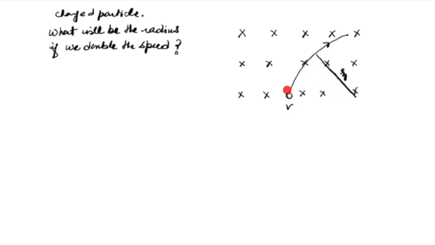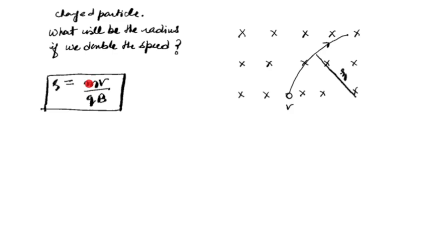Now what they're saying is, what if we double the speed? So if it is going like this, now we increase the speed and we double it, what will happen to the new radius? Will it change or not? The straightforward solution is that whenever a charged particle is under a magnetic field, it creates a circle which has a radius of r equal to mv divided by qB. So we can calculate the radius from this formula.